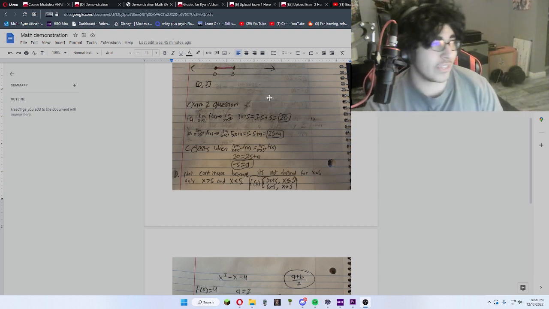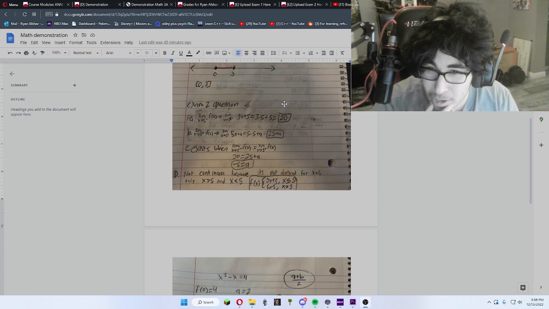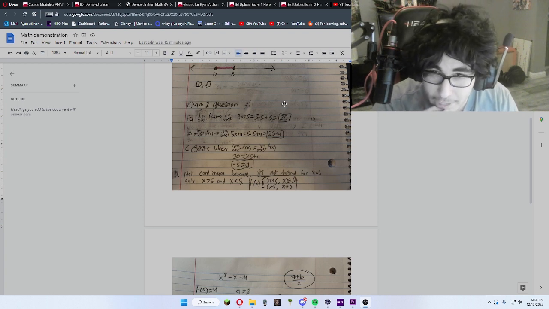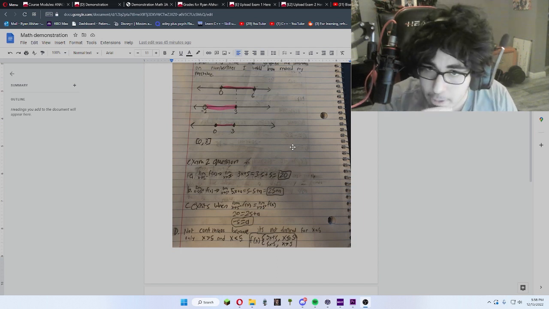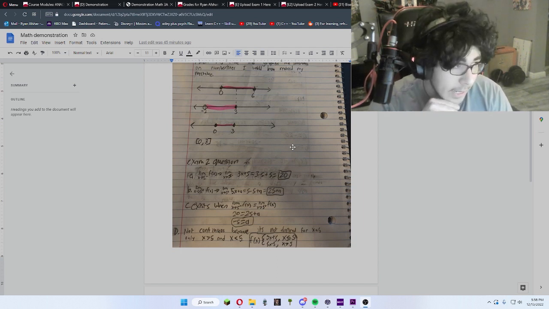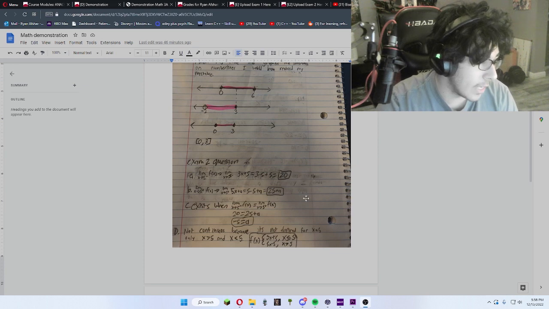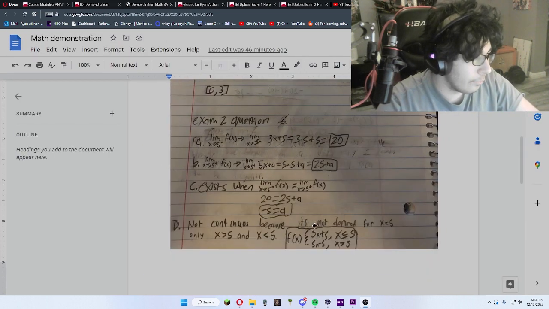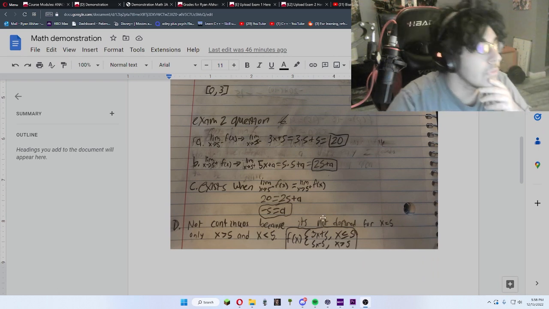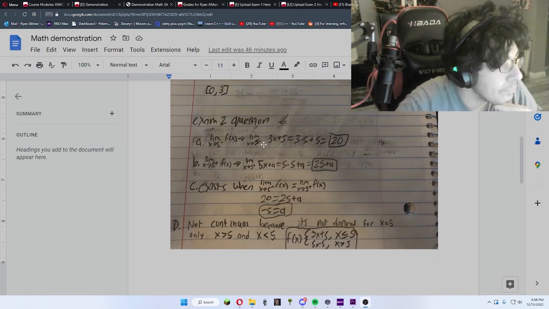For exam two, question six, I completely got that wrong, so I redid that. I got it wrong completely because I just didn't know how to do it at the time, honestly. But I know how to do it now, so I just did it again. Zoom in so you can see.